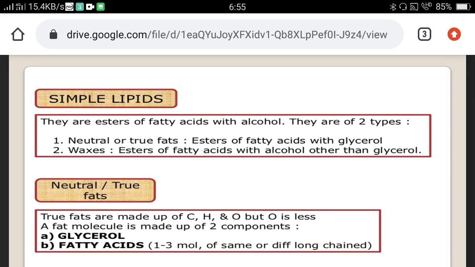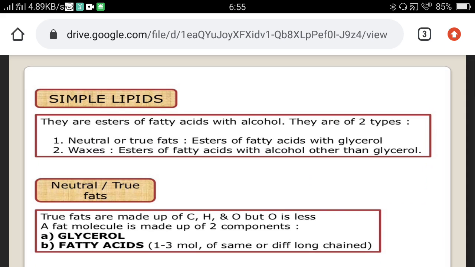Simple lipids are esters of fatty acids with alcohol. They are of two types: natural or true fats, esters of fatty acids with glycerol, and waxes, esters of fatty acids with alcohol other than glycerol.